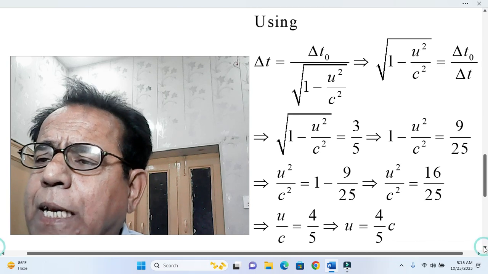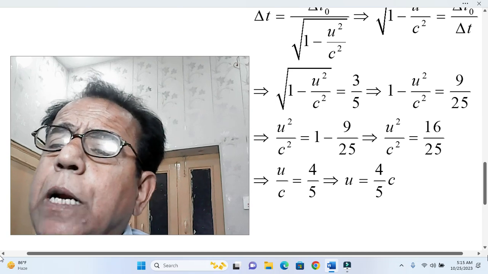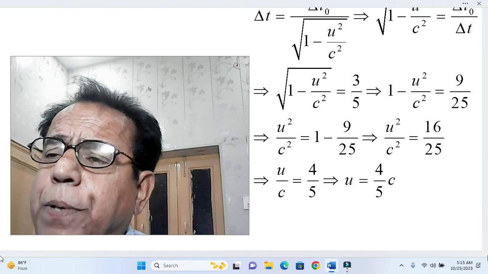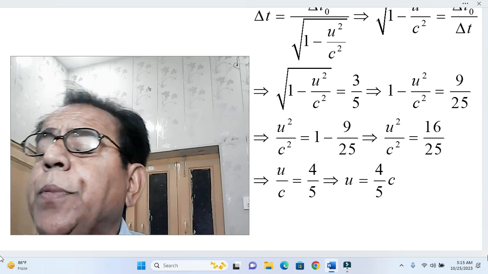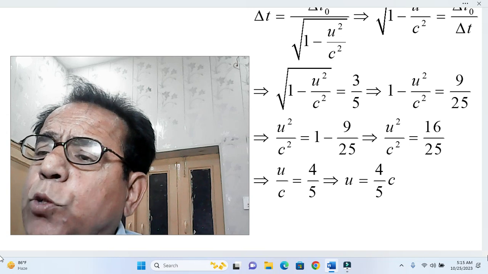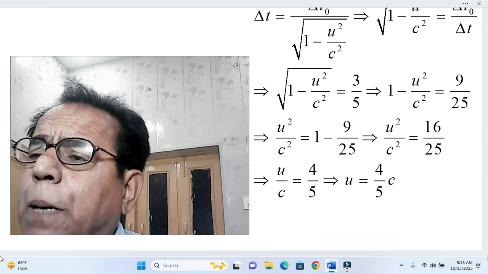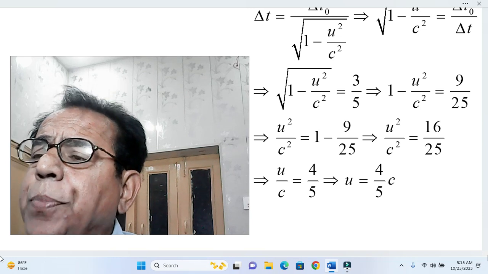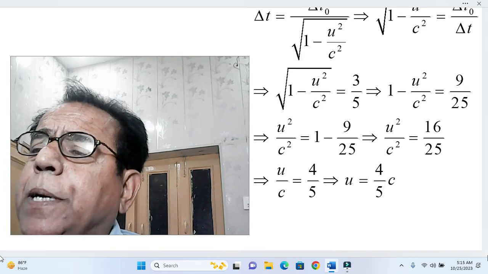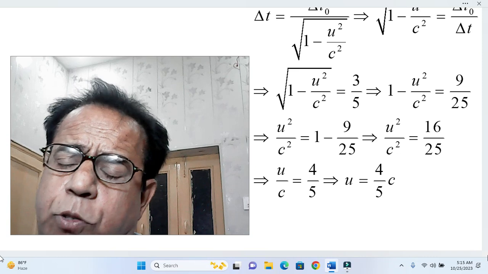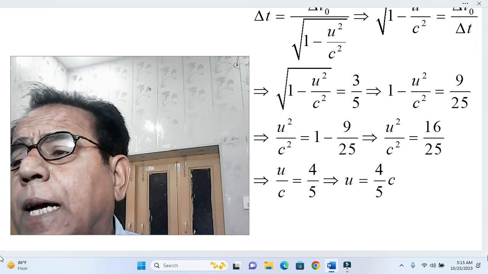When we take the square of both sides, then instead of the square root of 1 minus u square over c square, we will simply get 1 minus u square over c square equal to 9 by 25. In the next step we have shifted u square over c square to the other side of equality, due to which it has become positive, while 9 by 25 after being shifted becomes negative. So u square over c square becomes equal to 1 minus 9 over 25.